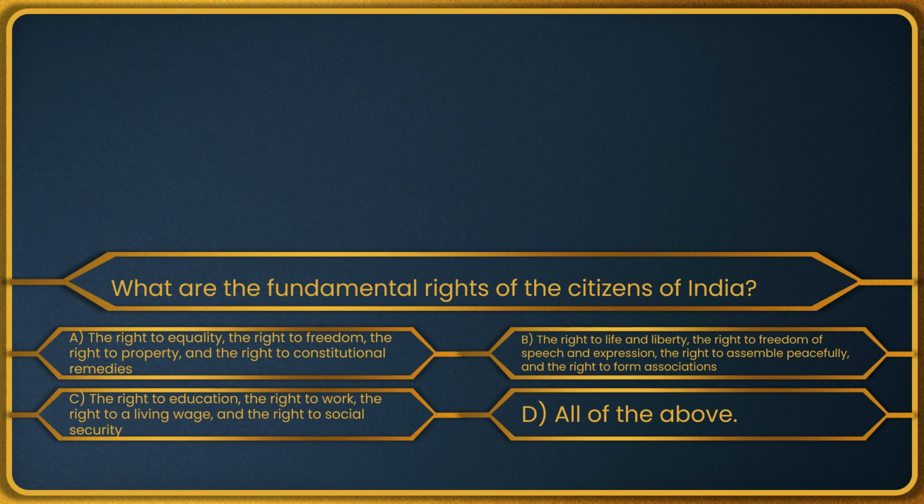Next question. What are the fundamental rights of the citizens of India? Option A. The right to equality, the right to freedom, the right to property, and the right to constitutional remedies. B. The right to life and liberty, the right to freedom of speech and expression, the right to assemble peacefully, and the right to form associations. C. The right to education, the right to work, the right to a living wage, and the right to social security. D. All of the above.